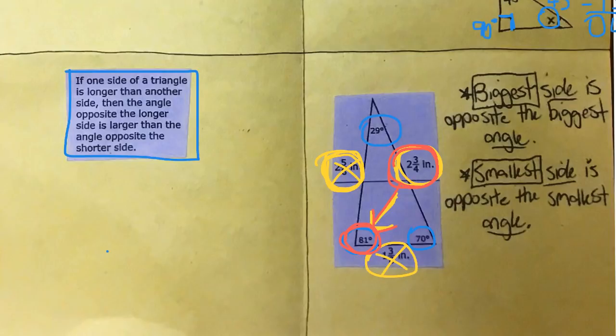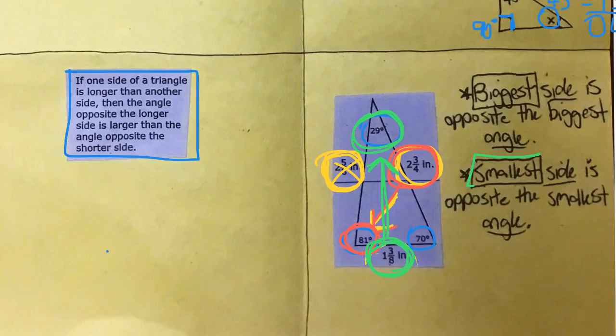Same thing for smallest side and angle. I will use, what happened? I used green. My smallest side, we just said was, let me erase it. We just said it was this 1 3/8 one. So I'm going to circle that in green. This is my smallest side. It has to be across from my smallest angle. Well, 29 is the smallest. So you always just look across, and the angle and the side that are opposite have to match.